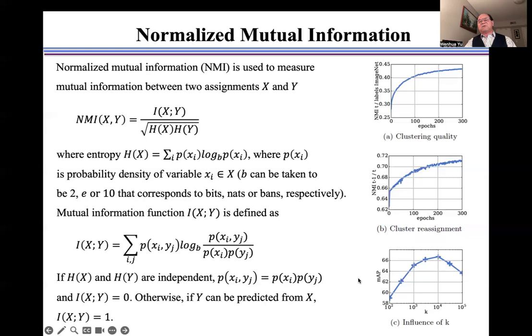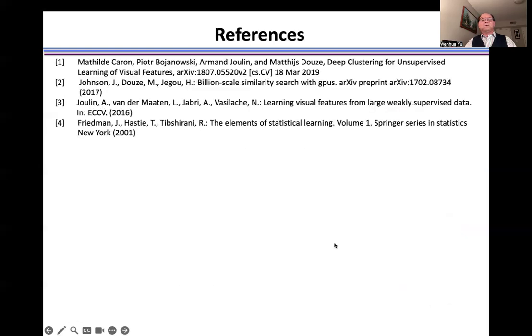The best accuracy is obtained when K is 10,000 on ImageNet. For more details, please check with these references.